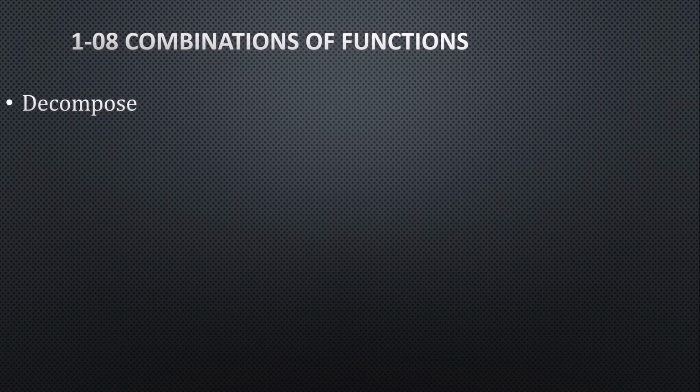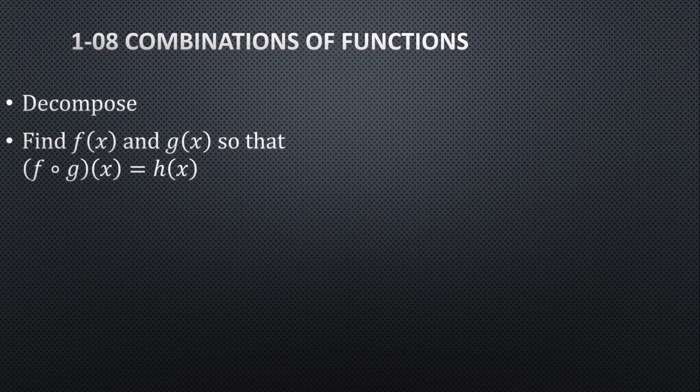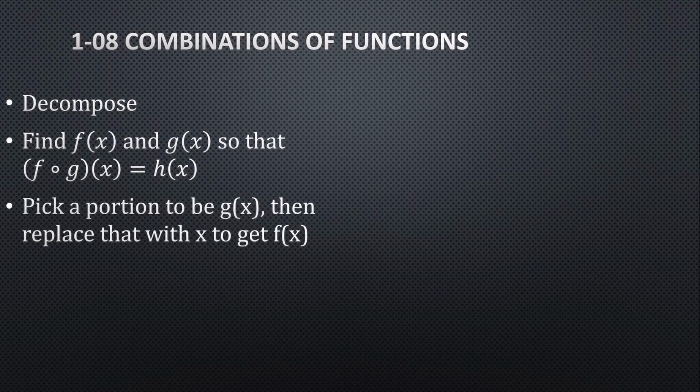If you want to go the other direction, instead of composing functions, you want to decompose them or take them apart, you need to find two functions, f and g, so that the composition of them is h. So really what you're going to do is pick a portion of the function to be g of x, and then you can replace that with x to get the f of x. Whatever that was gets replaced with x.